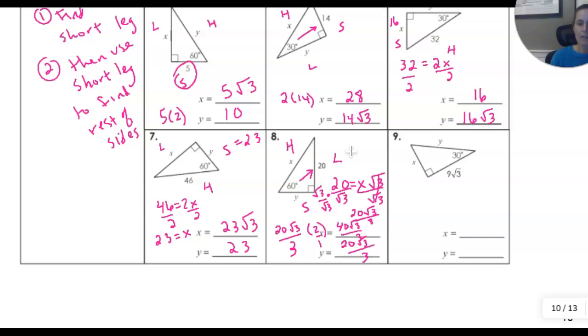And in number 9, we have the long leg is 9 radical 3, x is the short side, y is the hypotenuse. Again, we have 9 radical 3 is equal to x times radical 3. So we divide by radical 3 on both sides, because if I multiply to get the long leg, then I divide to go backwards to get the short side. So those divide out. And look, the radical 3's divide out. So that means my short side, in our case x, is equal to 9. So x is 9. And then you double it to get the hypotenuse. So y is 18.